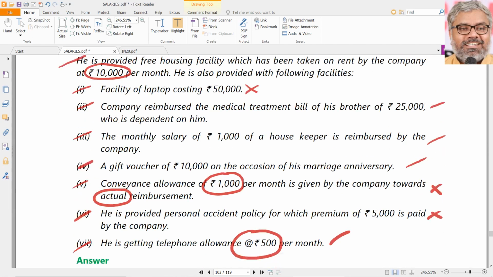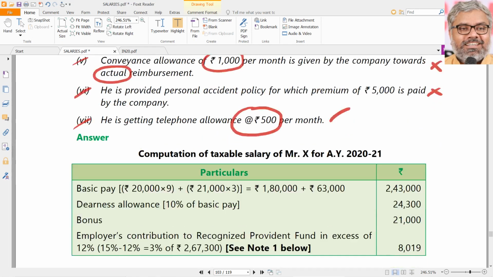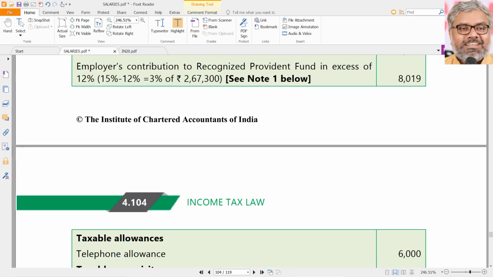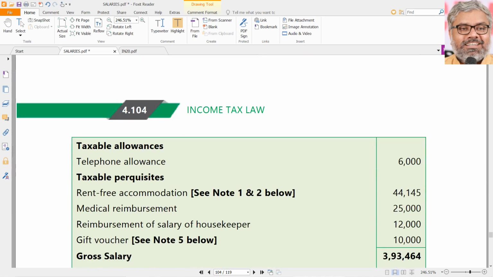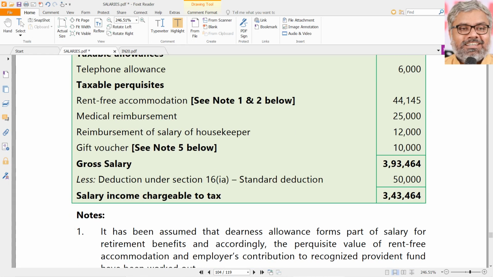And contribution to the recognized provident fund also should not be taken for the purpose of salary while computing the value of rent-free accommodation. So like this, each of them you have to include: basic, DA, bonus, assuming DA is forming part of salary, telephone allowance fully taxable. Rent-free accommodation calculation is the key here. Do this one carefully. This is the key.